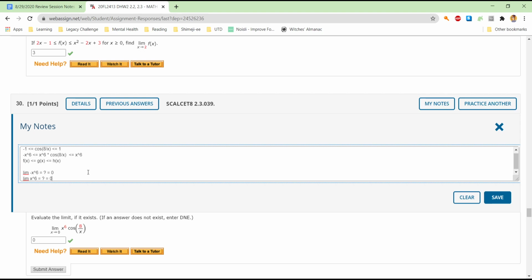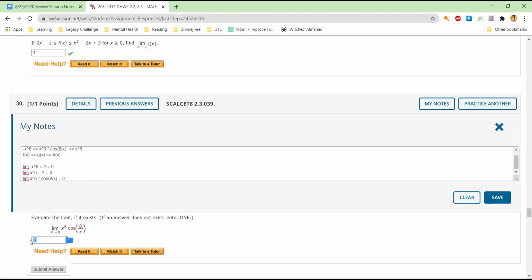Also 0. So from here, because both the f of x and h of x are the same, we can say that the center one is the same. So here we can say the limit of x to the power of 6 times cosine 8 divided by x is equal to 0. And that's how you get this answer. Does that make sense?